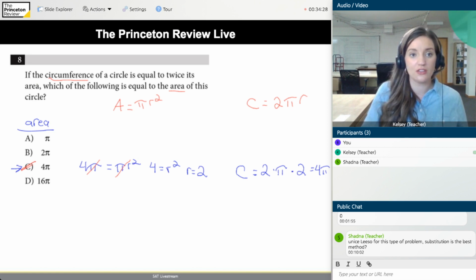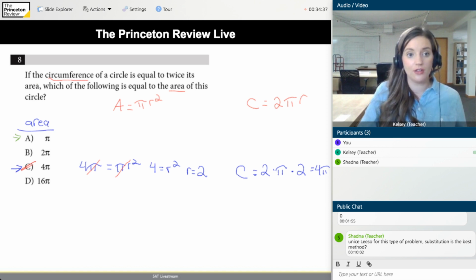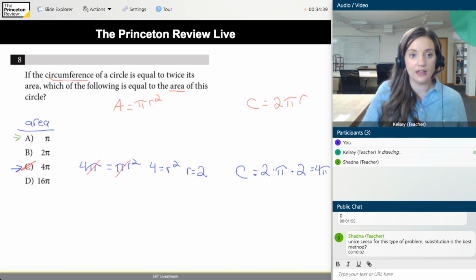So let's try the friendliest looking of them all, which is just pi by itself, one single pi. If the area of the circle is pi by itself, then we know that pi is equal to pi r squared. And remember, if you don't see a coefficient in front of something, the understood coefficient is going to be 1. So again, eliminating pi here, we have 1 is equal to r squared, or r is just equal to 1.